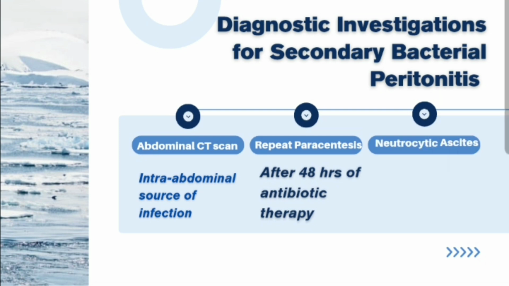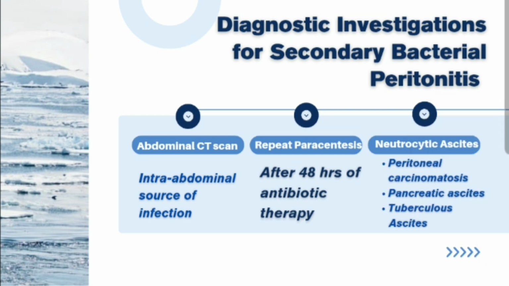And neutrocytic ascites. There are other causes of neutrocytic ascites, for example, peritoneal carcinomatosis, pancreatic ascites, and tuberculous ascites.